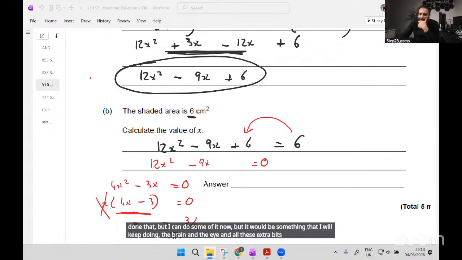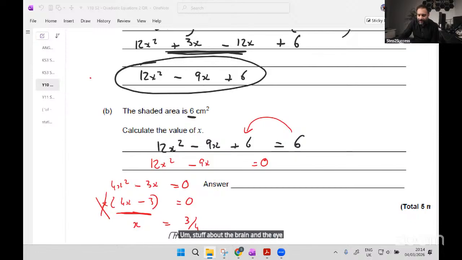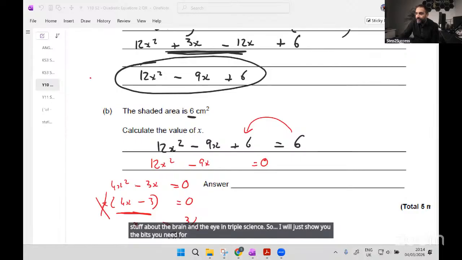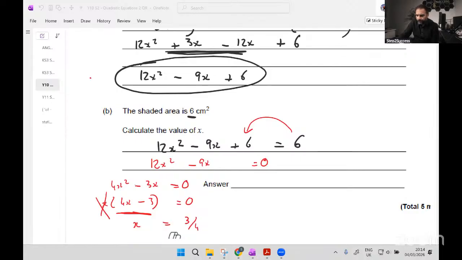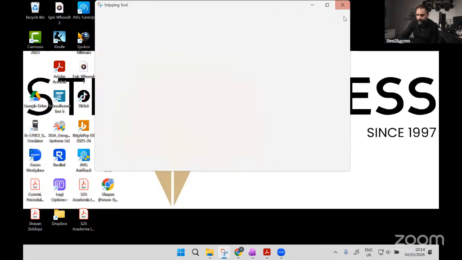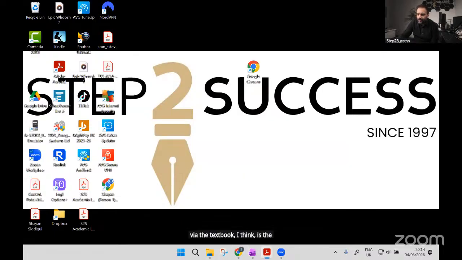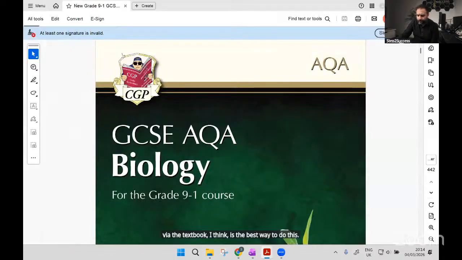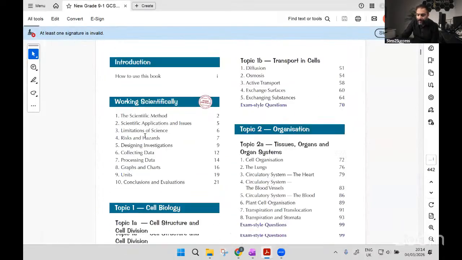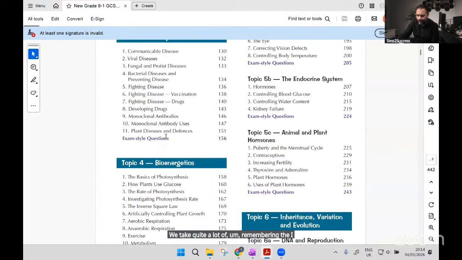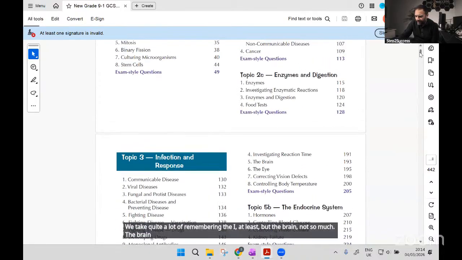I'll open up the textbook to do this. So in a topic called homeostasis, which is what everybody actually did in year 10 as well, the nervous system, it extends on to stuff about the brain and the eye in triple science. So I will just show you the bits you need for that now via the textbook. I think that is the best way to do this. It takes quite a lot of remembering, the eye at least, but the brain not so much. The brain's quite easy.